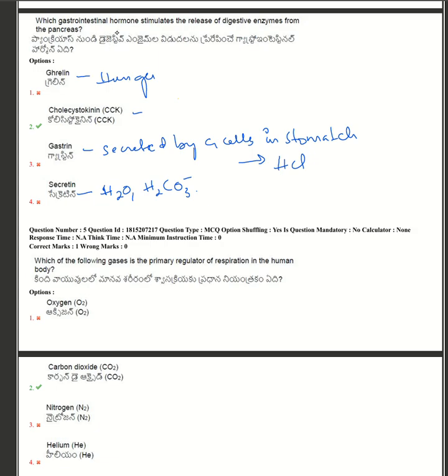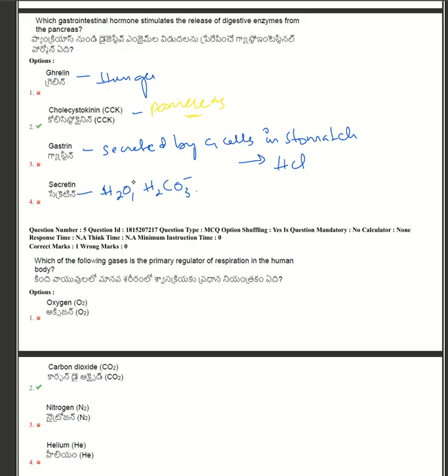Which gastrointestinal hormone stimulates the release of digestive enzymes from the pancreas? So, which hormone is responsible for releasing digestive enzymes? Ghrelin is a hunger hormone. Cholecystokinin, it is CCK. This is the hormone which is responsible for releasing the digestive enzymes from the pancreas. So this CCK is secreted, and it is involved in stimulating the release of digestive enzymes from the pancreas.